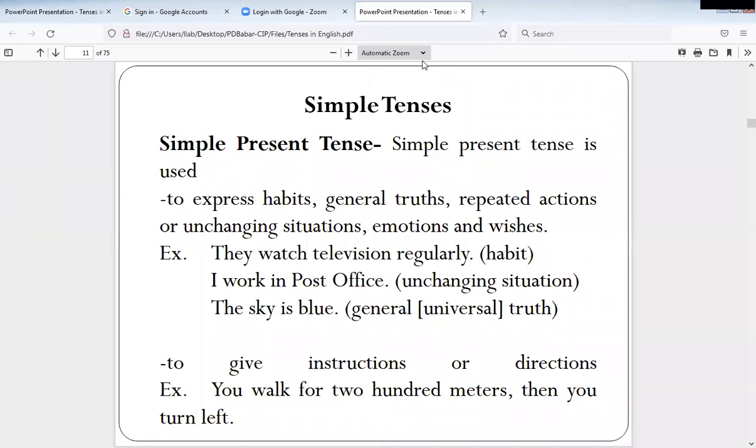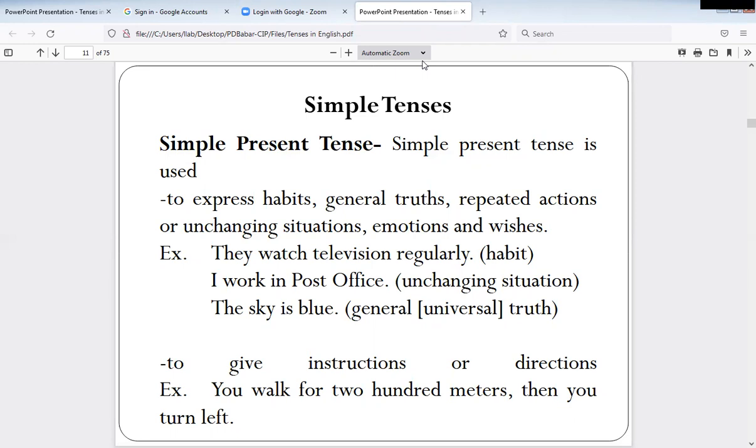These are regular actions like sleeping, waking up, eating, bathing, brushing. These are the habitual things, and these are the repeated actions: going to school, coming from school, going to college, returning from college. So to show these habitual things, we generally use simple present tense. So it is used to express habits, general truths, repeated actions, or unchanging situations.